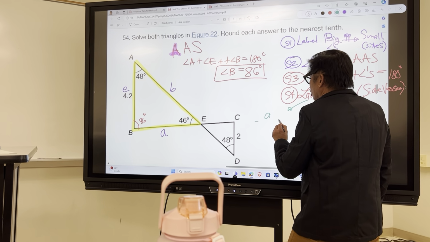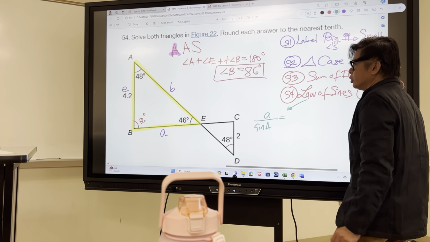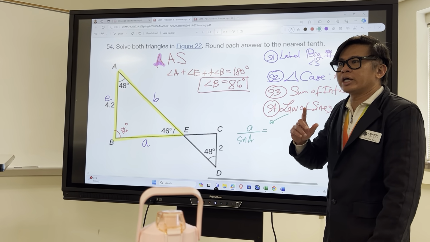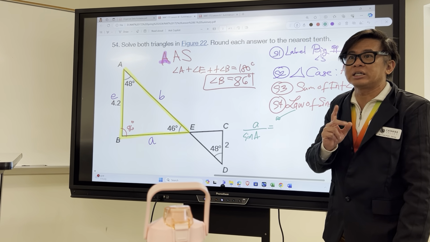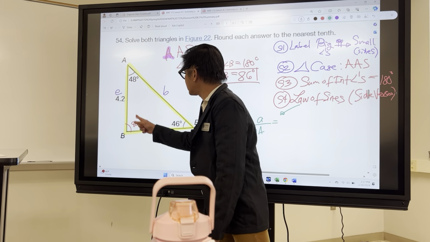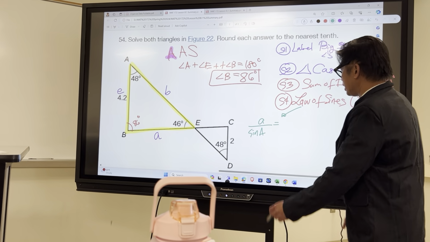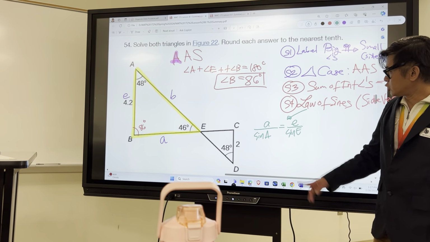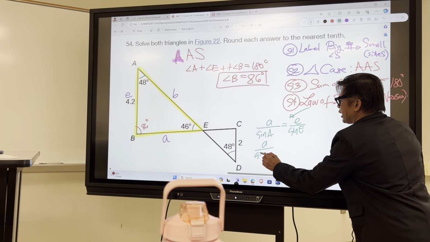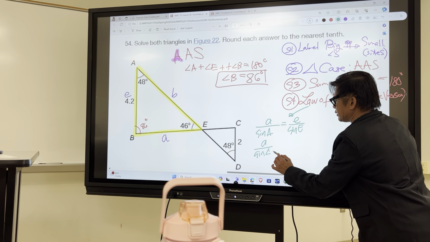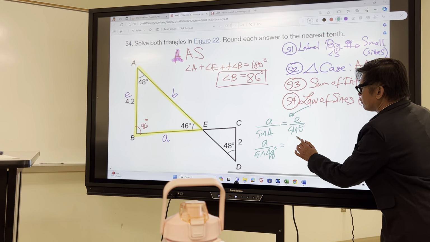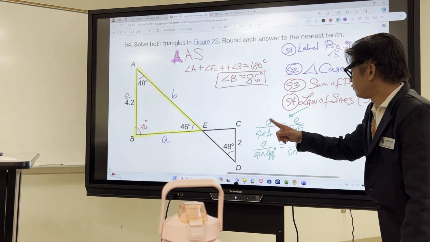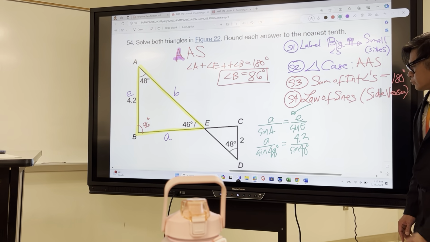A over sine A is equal to, now here's the deal. Are we going to use the B's or the E's? Well, we're going to use the one that has both side and angle given. Which one has both side and angle given, the B's or the E's? The E's, right? So in here, E over sine E, to solve for A. So what will that be? A over sine, what's big A by the way? 48, okay, is equal to, what's your E? 4.2 over sine, what's this? 46. Oops, 46.